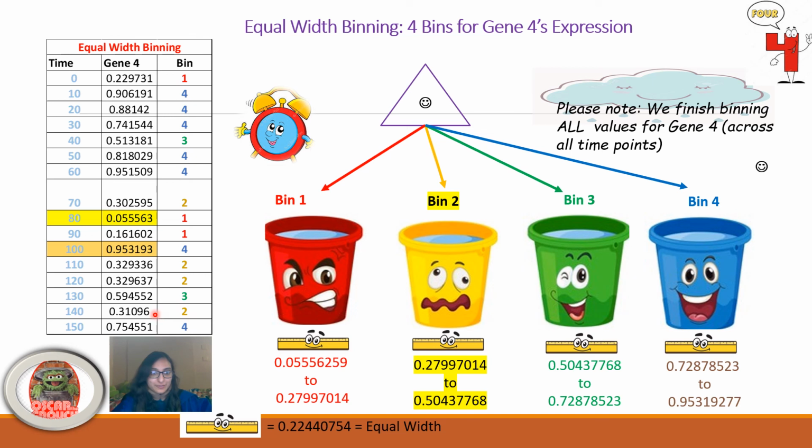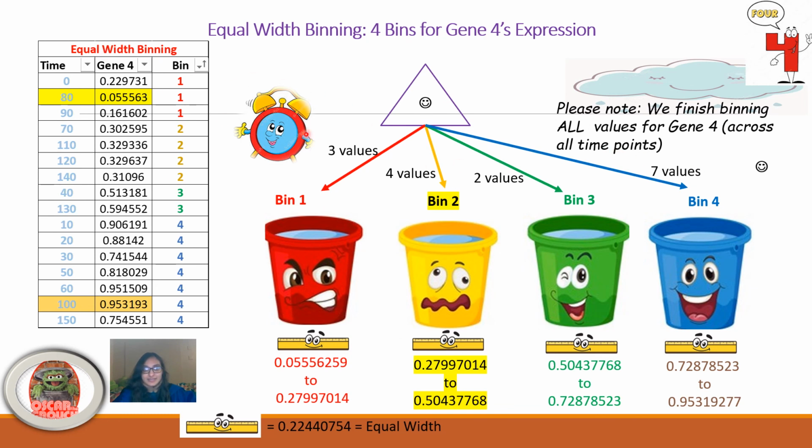Again, 0.31096 comes between 0.27 and 0.504. So that's why this value gets assigned to bin 2. 0.31096 gets assigned to bin 2. And you can see again here that we have a lot of values in bin 4. We have these 7 values assigned here.